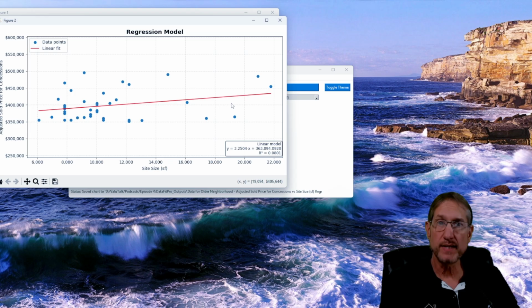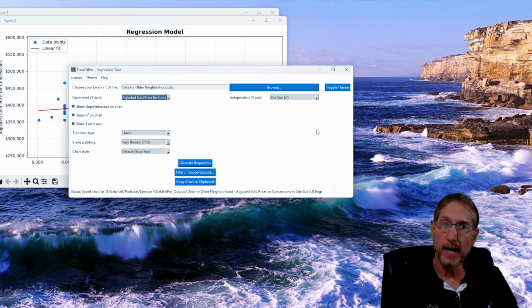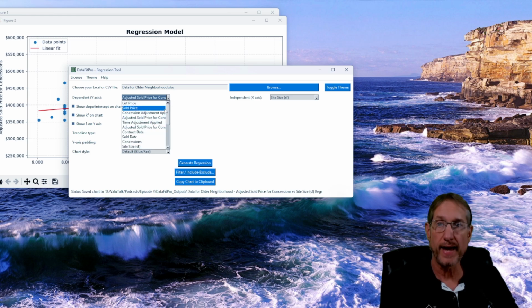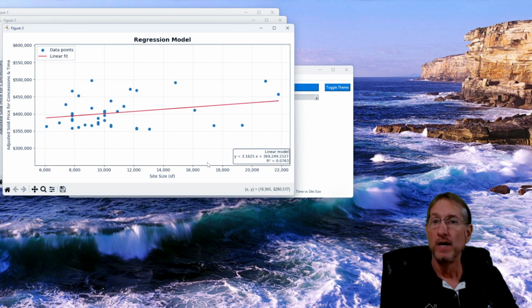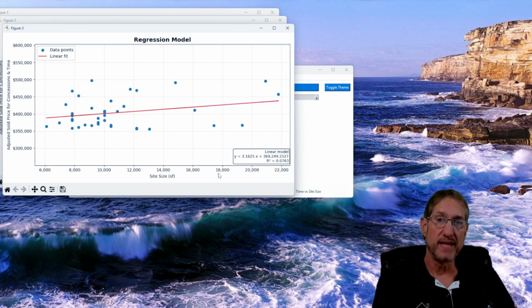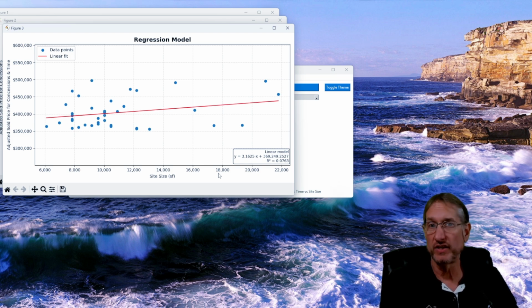So next up, we've applied the time adjustment of $20.60 a day. So now we're going to look at that adjusted sale price for concessions and time and see if there's any changes there. So the adjustment's settling down now, back around $3.16 a square foot. So land didn't just suddenly change. What changed was what the price was still carrying.